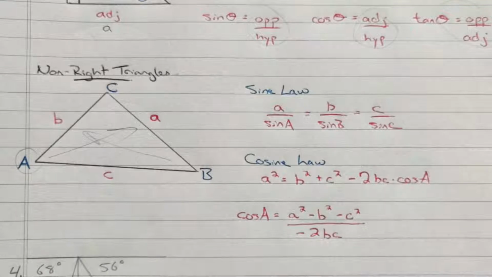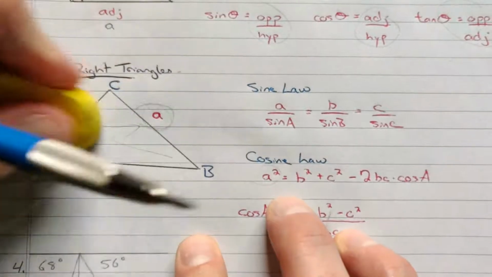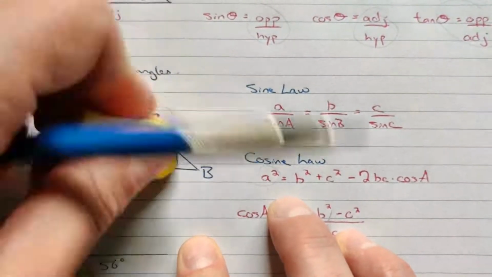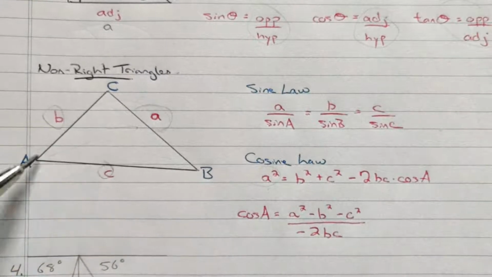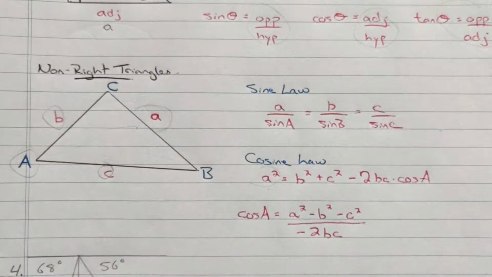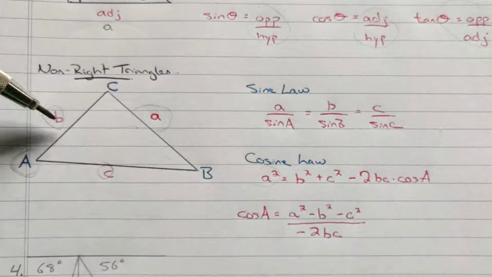In the case of the cosine law, when you're trying to find a side, so if we were trying to find side a, then what we need to know is two sides and the angle in between. So the cosine law works when you have two sides and the angle that's in between them, or an angle that's adjacent to both sides. A is adjacent to both of those sides in this case. And so you have that.